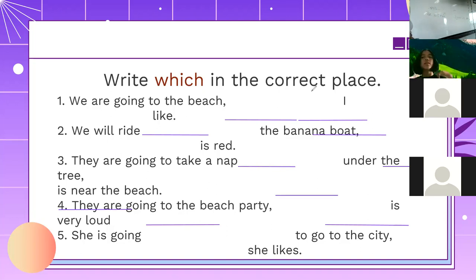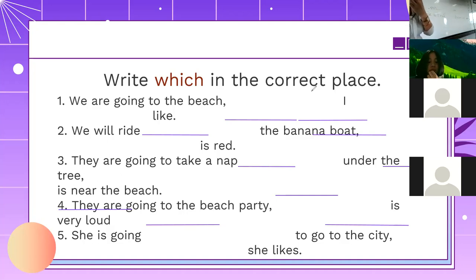Okay, so next, number four. They are going to the beach party, blank is, what is the sentence for number four? They are going to the beach party, which is very loud. So where are you going to write which? On the first blank or on the second blank? Okay, first blank. So they are going to the beach party, which is very loud.